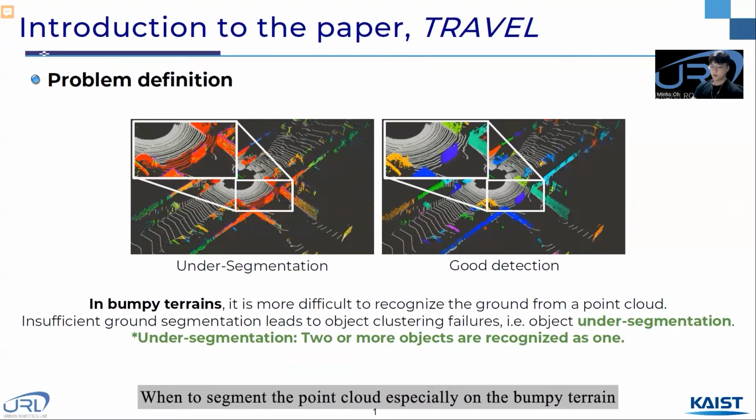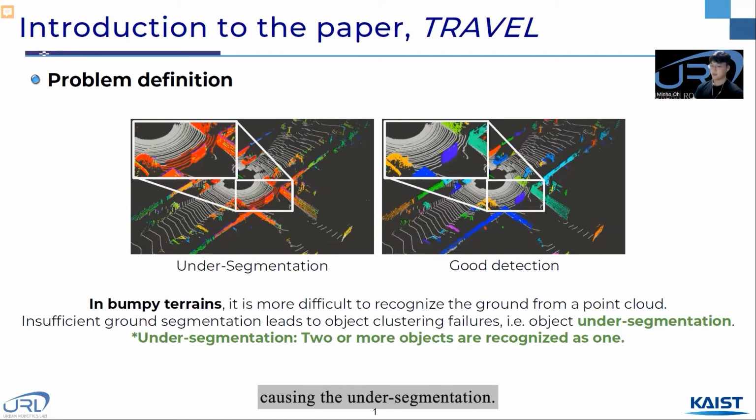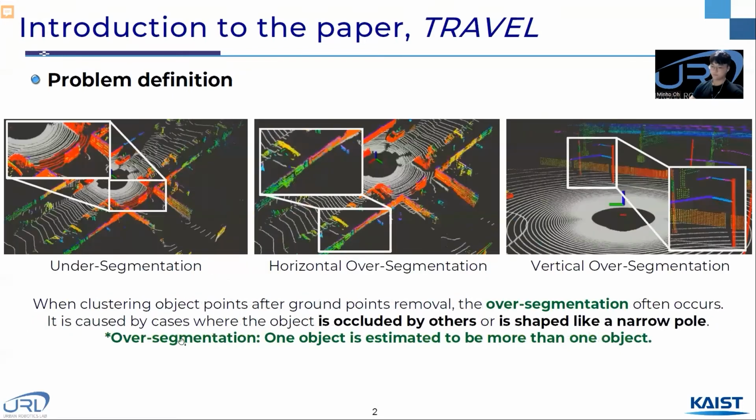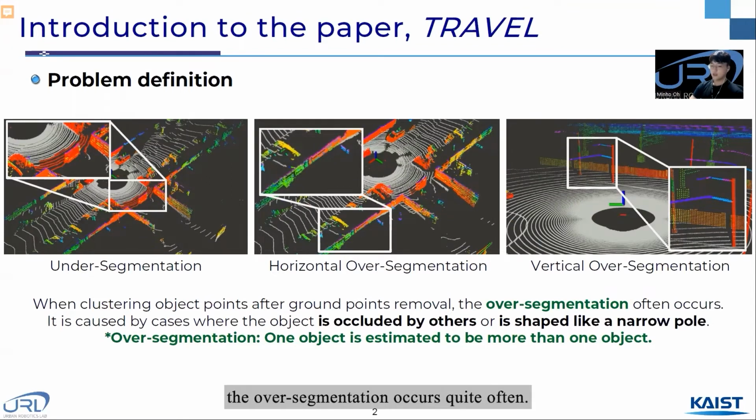When segmenting the point cloud, especially on bumpy terrain, travelable terrain recognition is too difficult, and if the ground segmentation fails, it causes object segmentation failures, causing under-segmentation. And also, when clustering objects after ideal ground segmentation, over-segmentation occurs quite often. So one object can be divided into two or more objects due to the occlusion by others or its own shape.